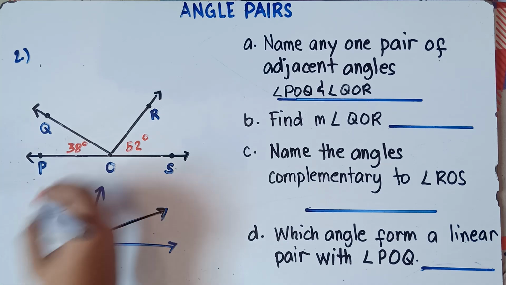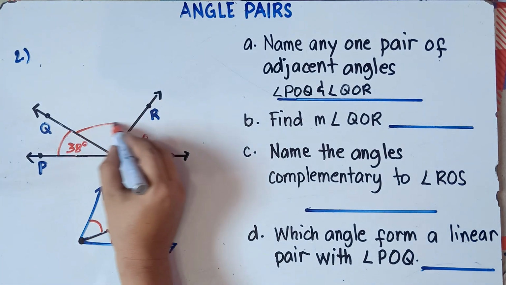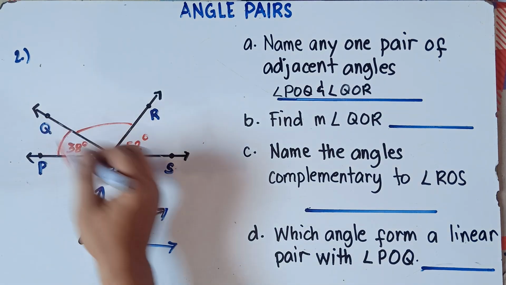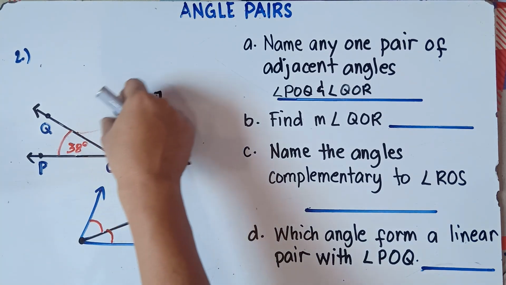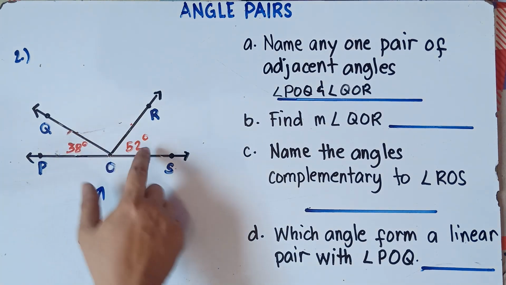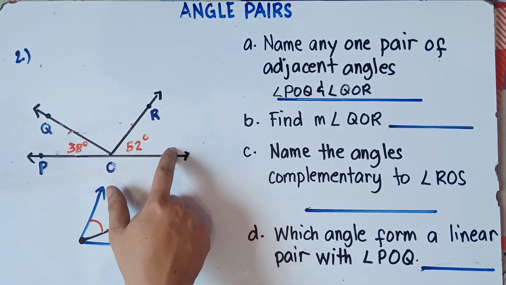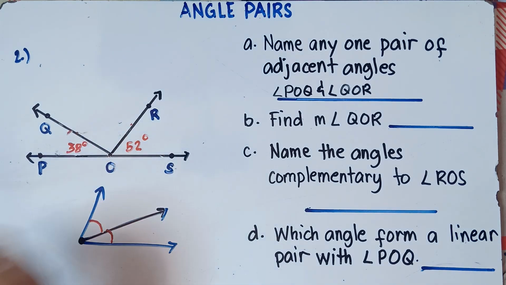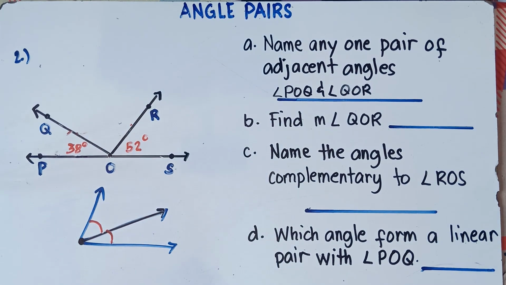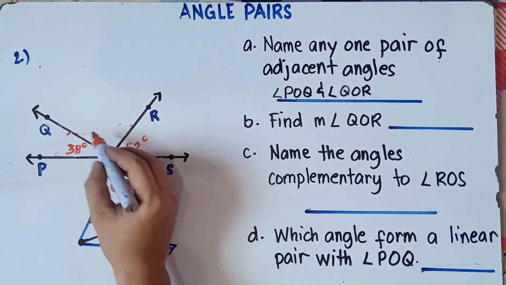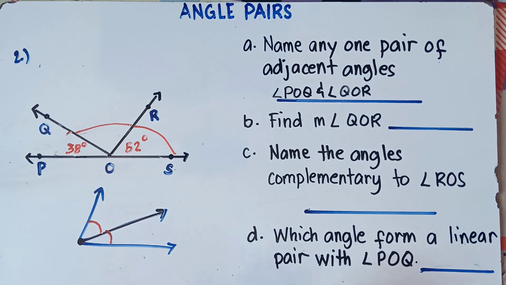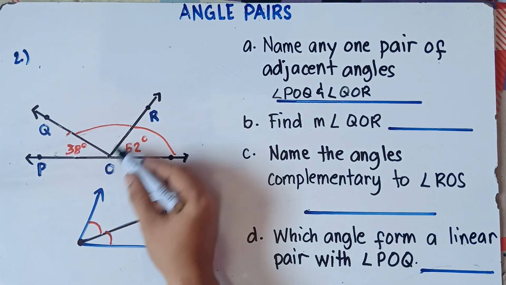So this angle, class, and this angle, these are adjacent angles because they share a common vertex and they share a common side. What else, class? What can you see with regards to this illustration? Can we say that this QOR is adjacent to ROS? Can we do that one, class? Yep, these two angles are adjacent angles because they share a common vertex and they share a common side.